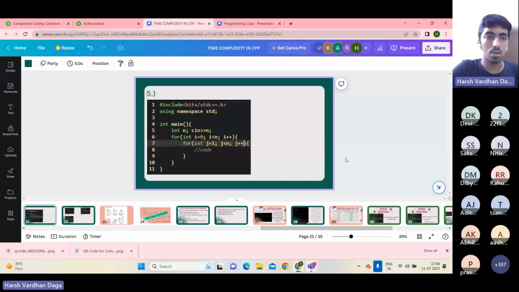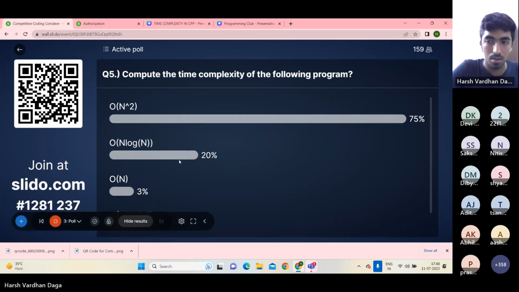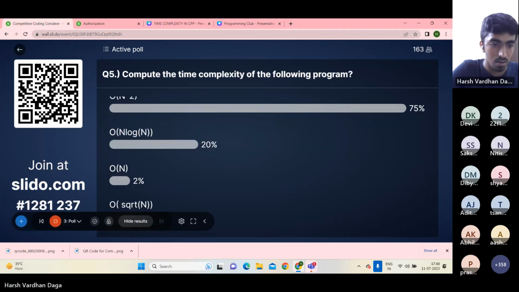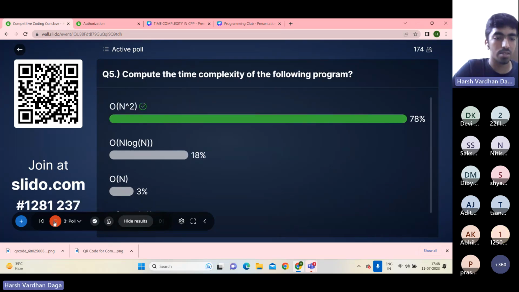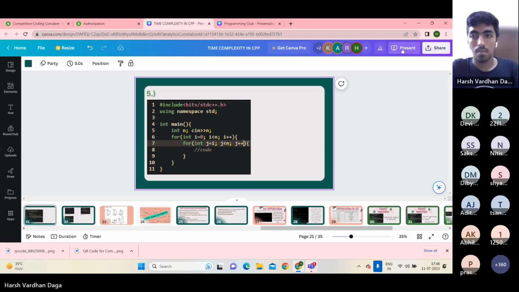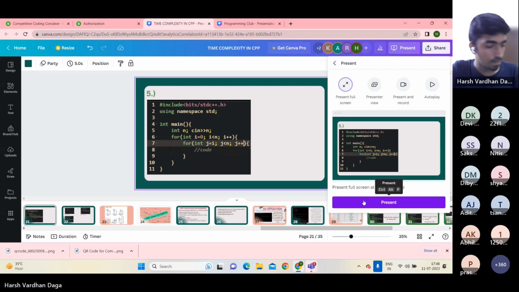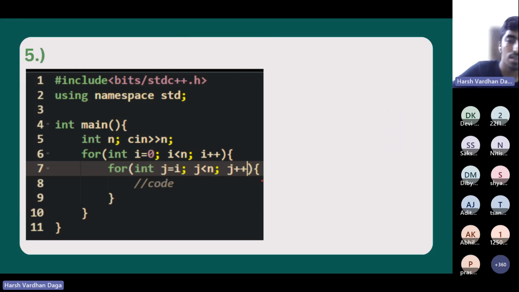Okay, so I'll end the poll now. The correct answer is O of n square. Let's discuss this question. This is a very standard question which you will encounter in upcoming sessions. So let's see.